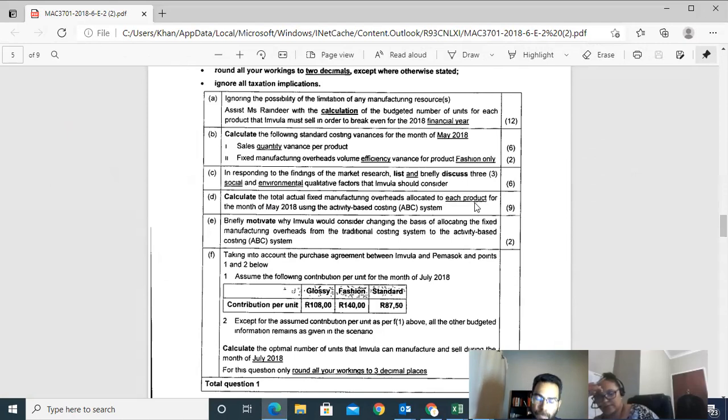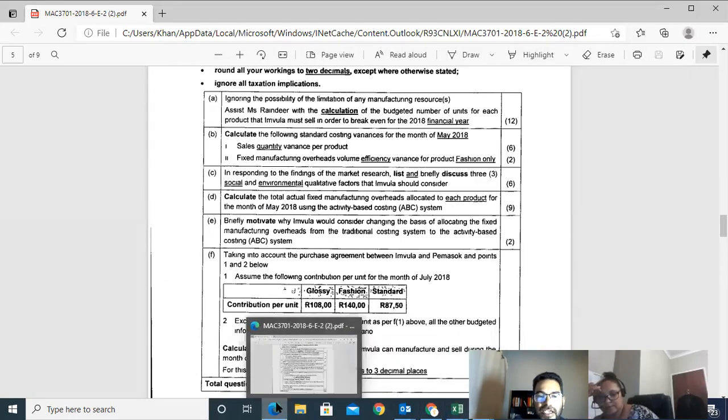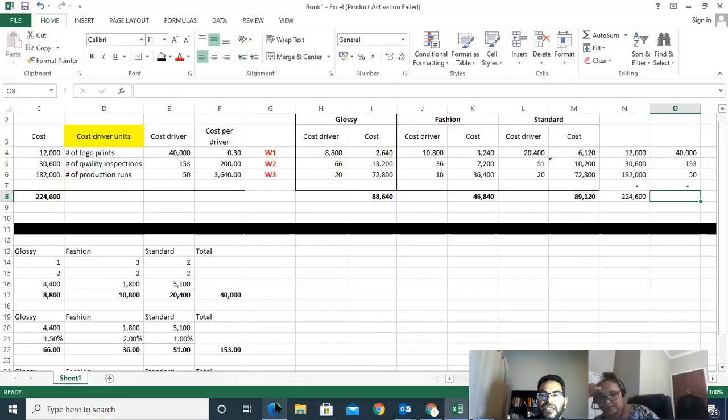They just said each product. They never said per unit. So at that point, it is fine. But let's say they said each product per unit. You still do it exactly the same. There will just be one more step.